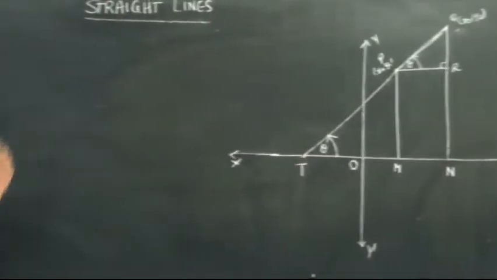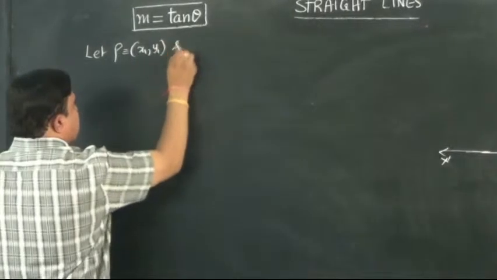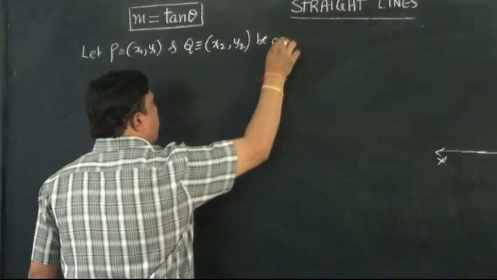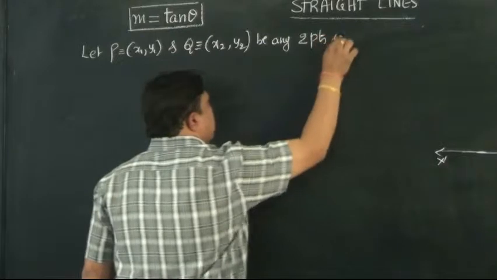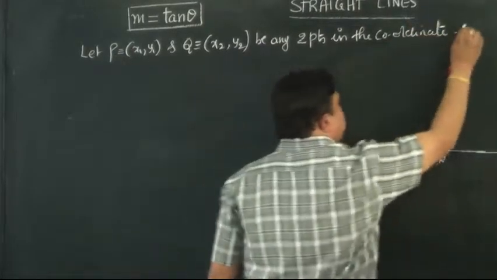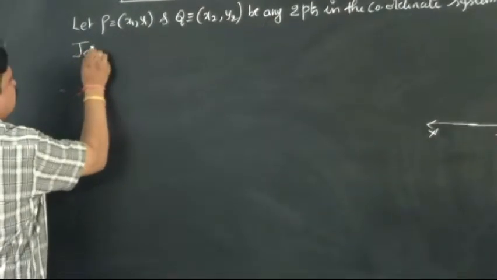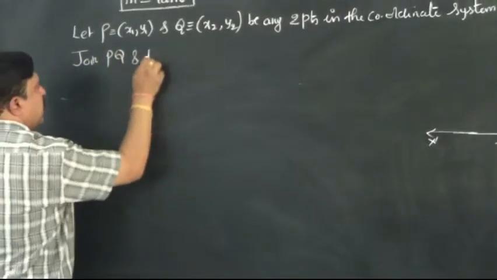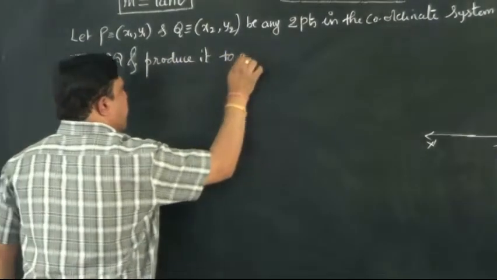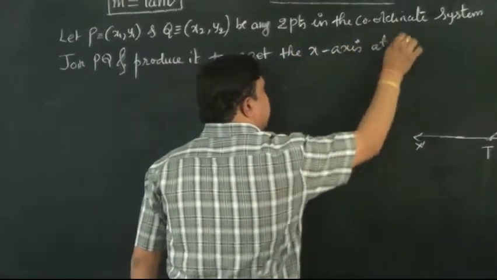I just write down whatever I said. Let P equal (x1, y1) and Q equal (x2, y2) be any two points in the coordinate system. Join PQ and produce it to meet the x-axis at T.